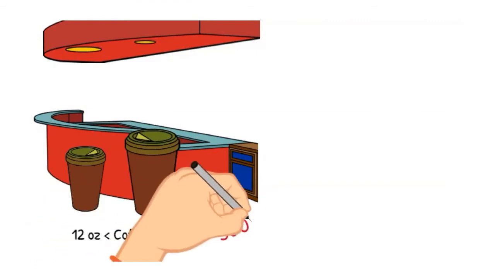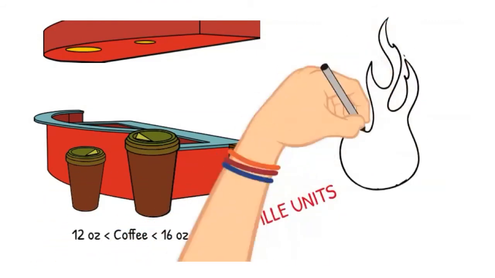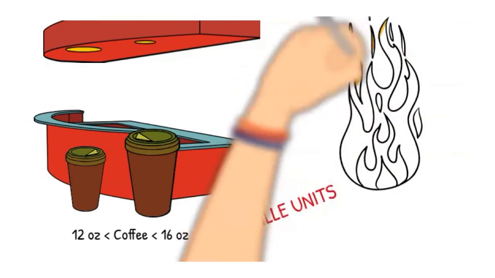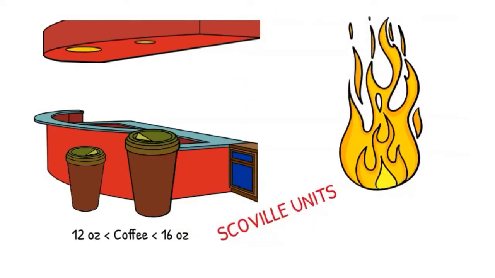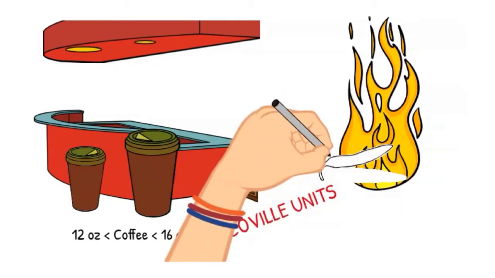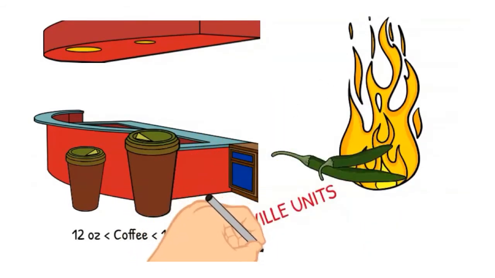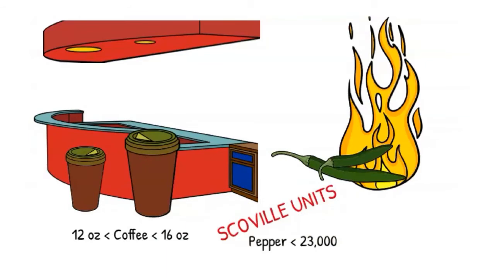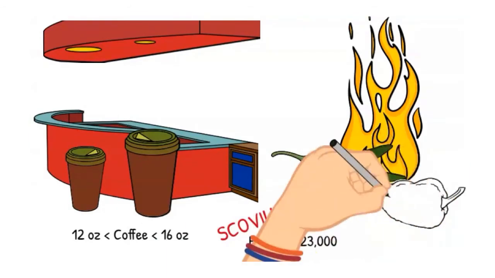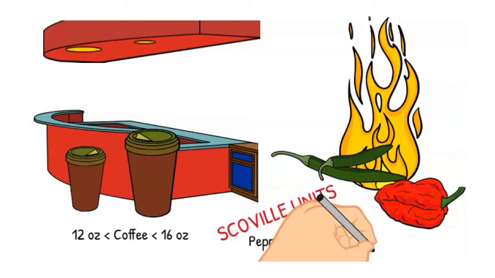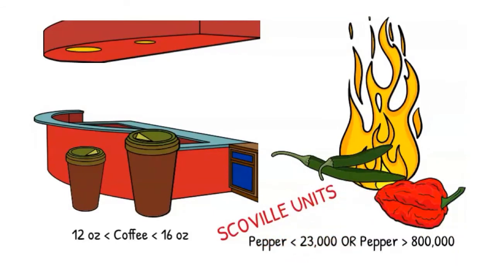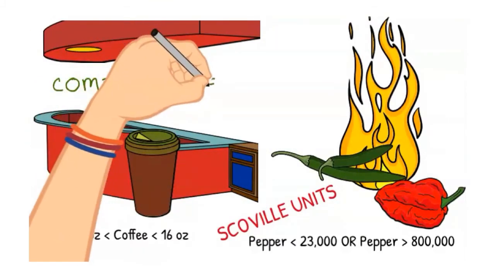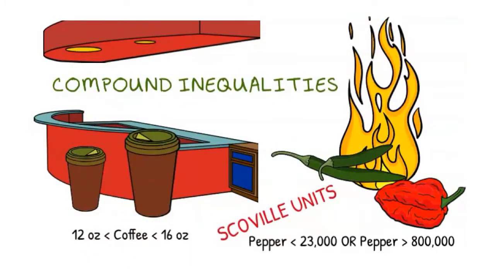For another example, have you ever heard of Scoville units? This is the scale used to measure the heat in chili peppers. The Serrano chili pepper is one of the milder chilies, and it rates less than 23,000 Scoville units. But the ghost chili pepper is one of the hottest peppers, and it can range over 800,000 Scoville units. When we want to use inequalities to measure ranges of values either between two numbers or outside of two numbers, we call these compound inequalities.